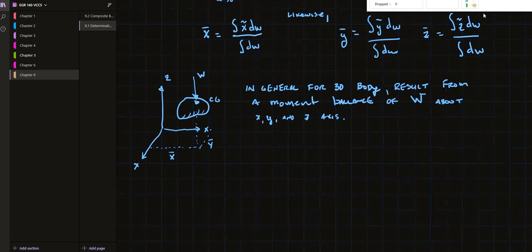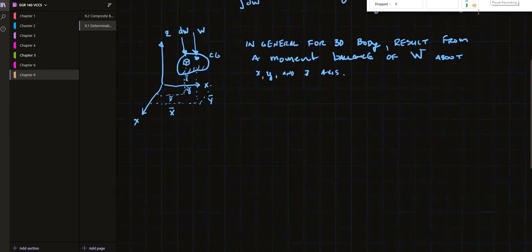And we can equate this then to a differential element here with weight dw. And each of these elements then is what we're summing. And each of these has individual x tildes, y tildes, and z tildes. So it's the same thing we did with summations, only now we're extending it to integrals.